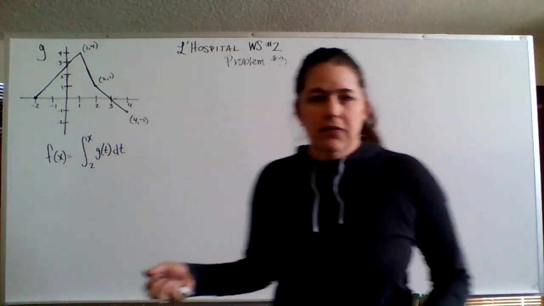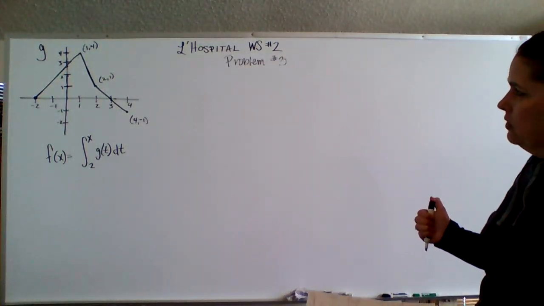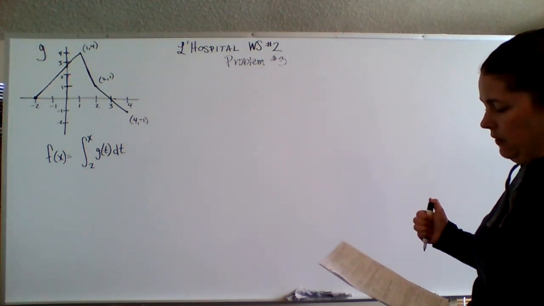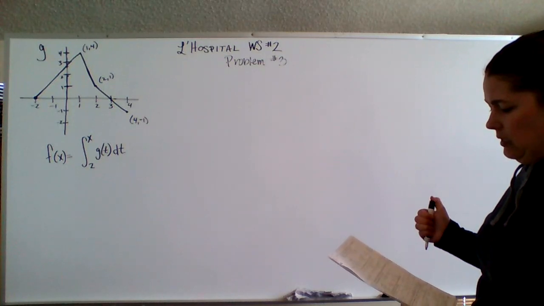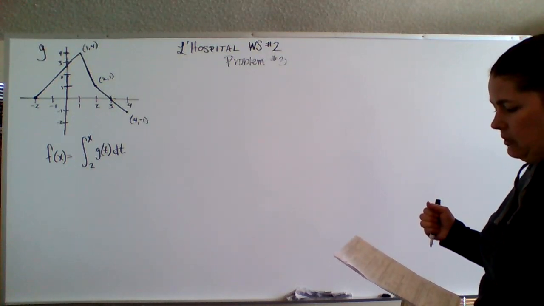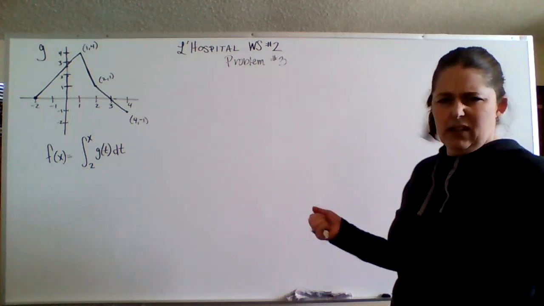So we have our graph on our board so that we have a big graph we can refer back to. And the stem of the problem says, let g be the function defined on the closed interval from -2 to 4. The graph of g, consisting of 3 line segments, is shown to the left. So it's kind of a little weird.